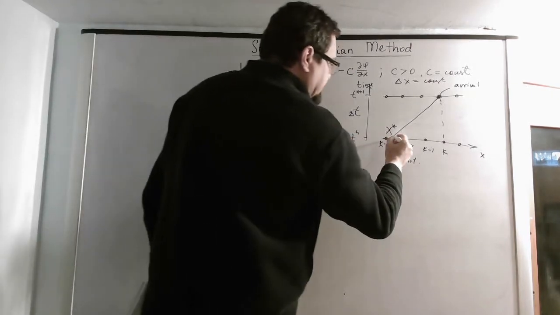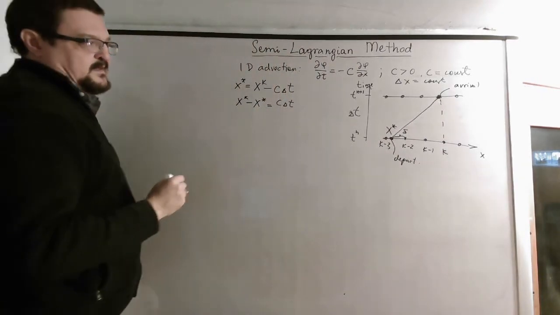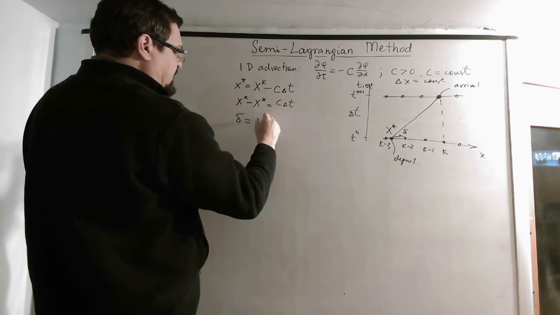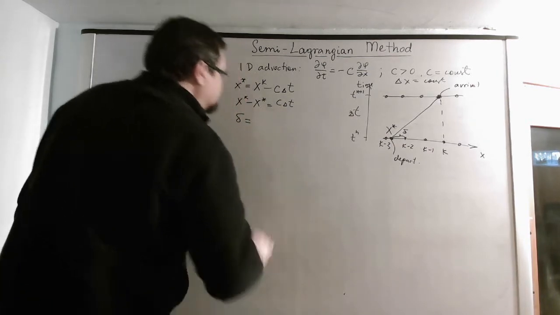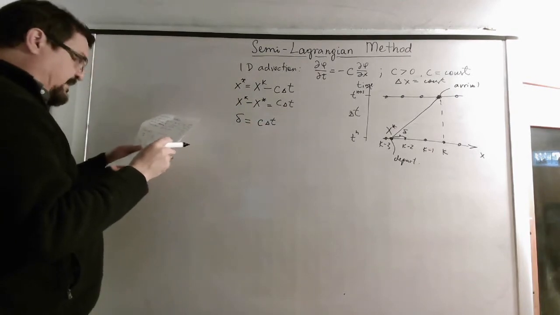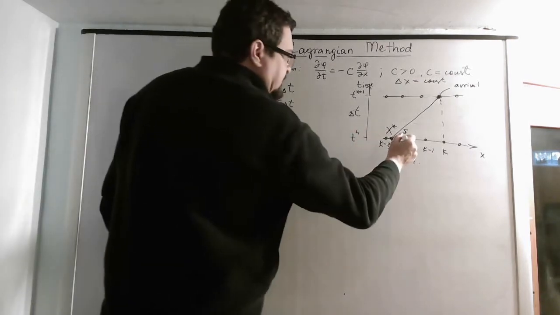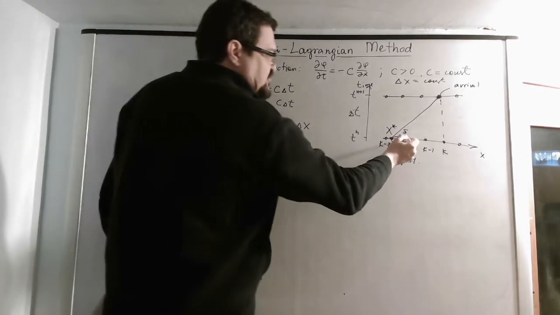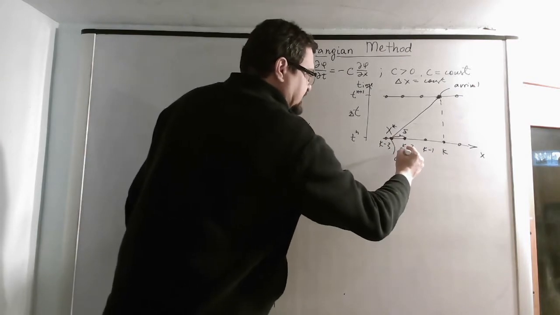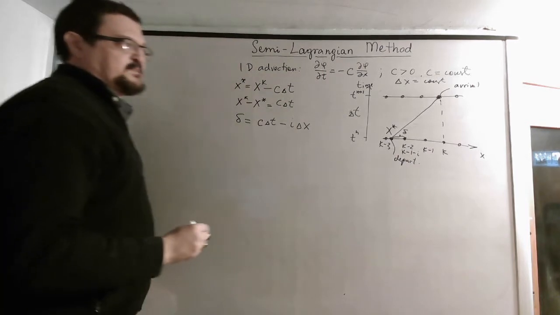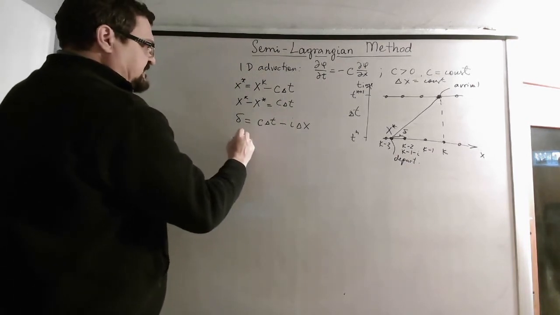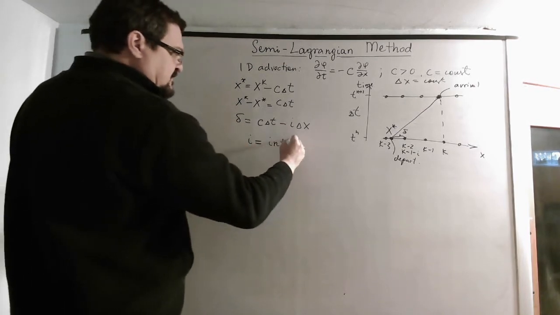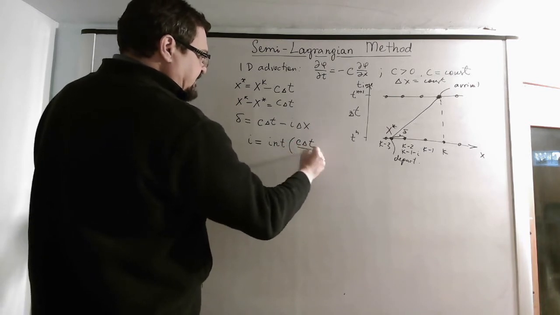In order to find this delta here, delta equals c delta t minus I delta x, where I is just an integer number which equals the index offset; this index is actually like k minus 1 minus I. So this I can be computed as I equals some int of c delta t divided by delta x.